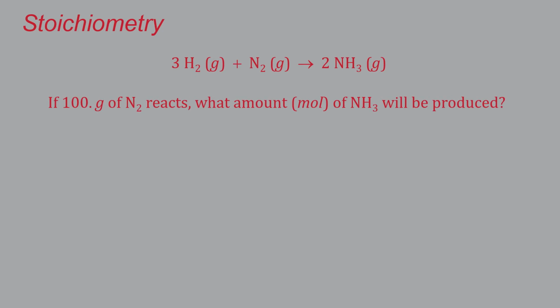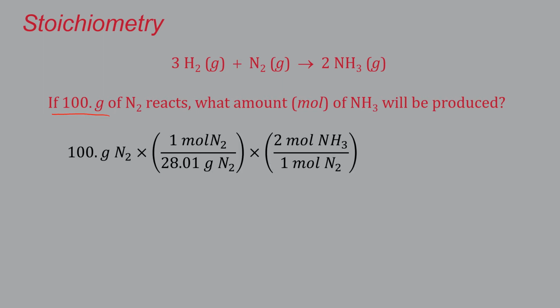So what if I gave you a starting mass of N2? Now this is a different quantity of N2 than the previous example. But if I started with 100 grams of N2, how many moles of NH3 would I expect to make? And so there is just one addition to this. You need to convert this mass of N2 to an amount. And the molar mass is a way to do that.